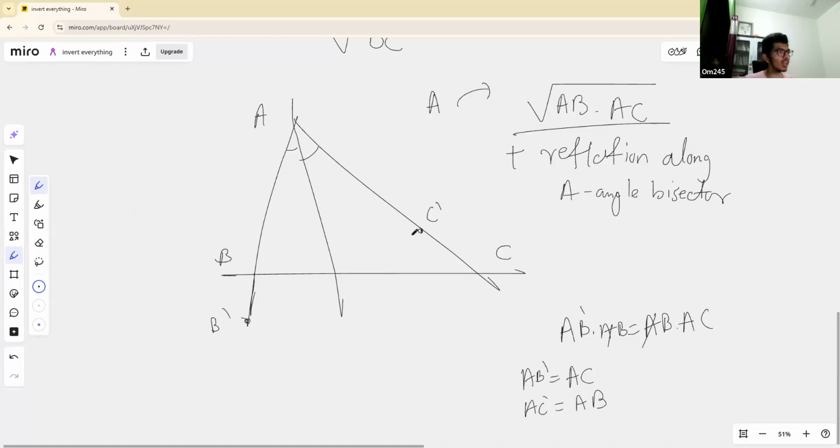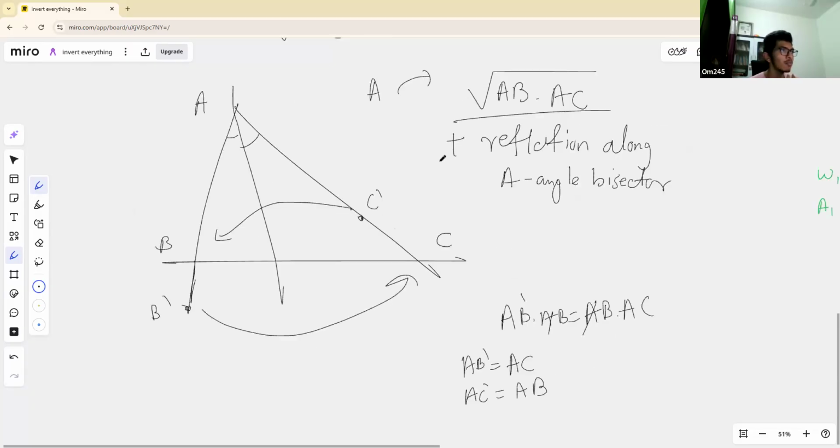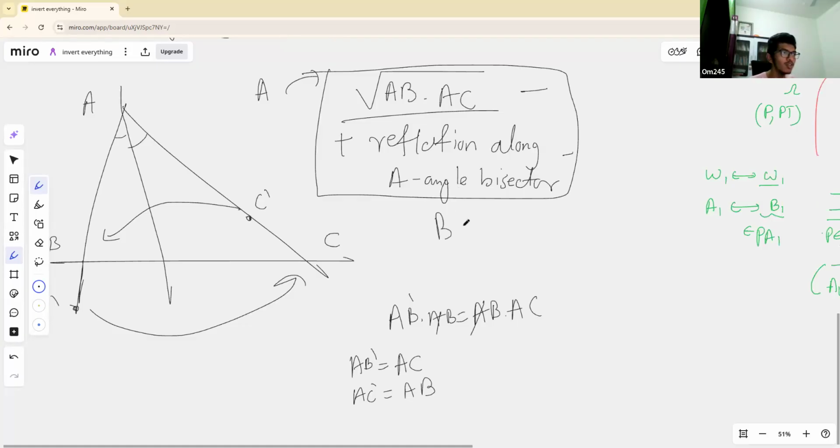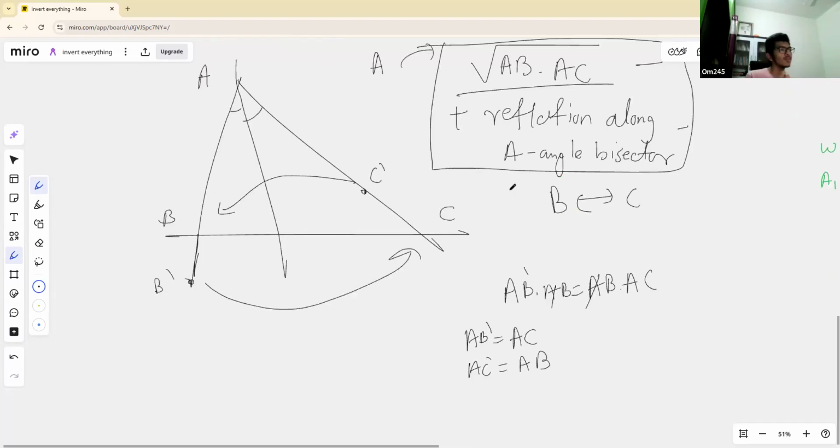Now, because AC dash is equal to AB, if you reflect everything about the A angle bisector, which bisects angle BAC, it will map C dash to B and B dash to C. So after doing this whole transformation, first inversion and then reflection, B maps to C and C maps to B. This seems like a nice property, because you can get so many more things.